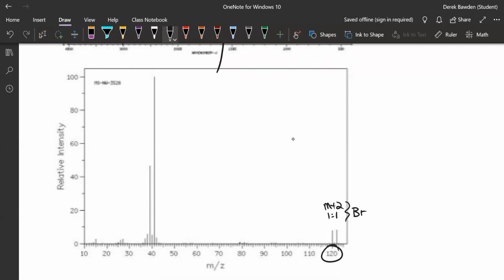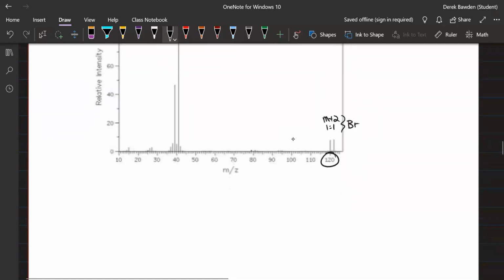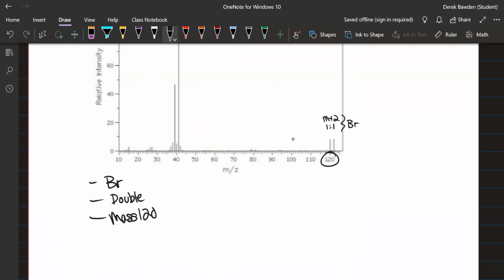Okay, let's put all the pieces together. I apologize for the blurriness, but we know we have a bromine, okay? We know we have a double bond. We know the mass is 120, all right? So let's go ahead and add up all of our things here. So we can start with bromine. Bromine weighs 79 grams per mole. Okay, so we're just going to add that in.